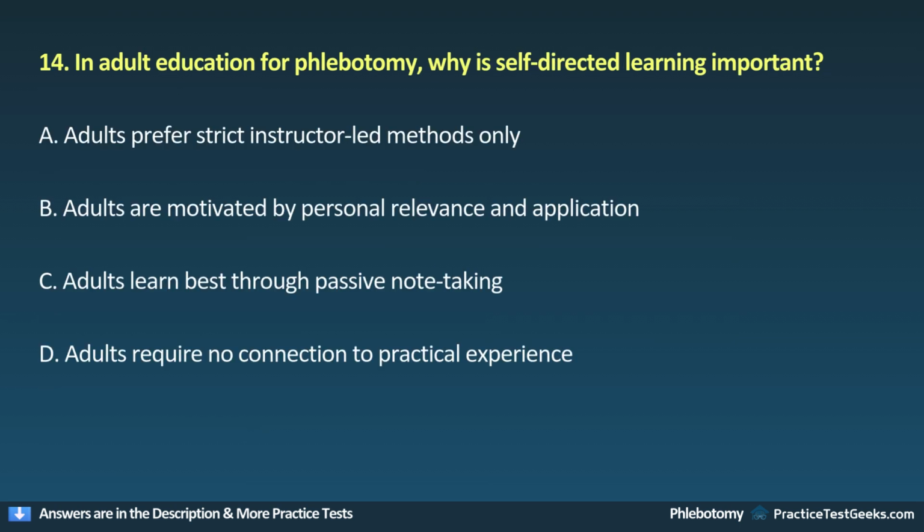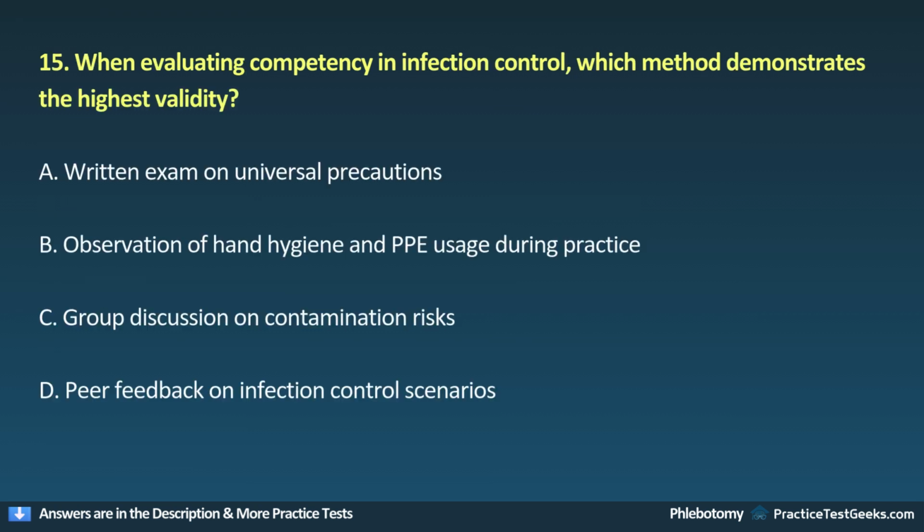14. In adult education for phlebotomy, why is self-directed learning important? A. Adults prefer strict instructor-led methods only. B. Adults are motivated by personal relevance and application. C. Adults learn best through passive note-taking. D. Adults require no connection to practical experience.